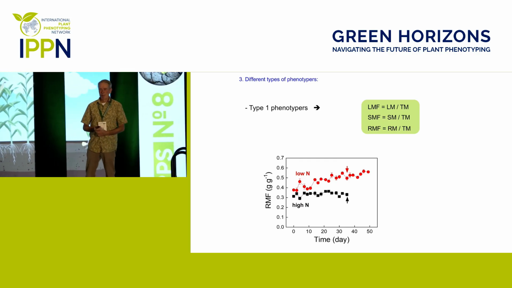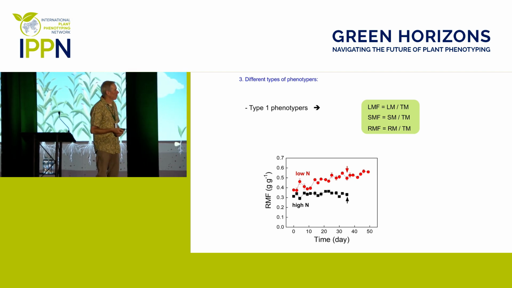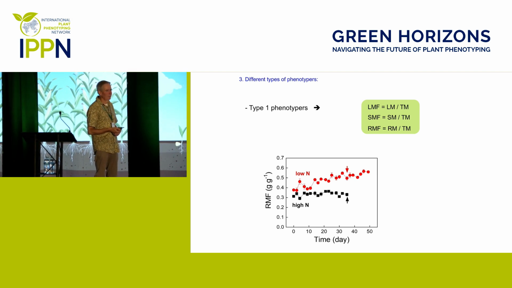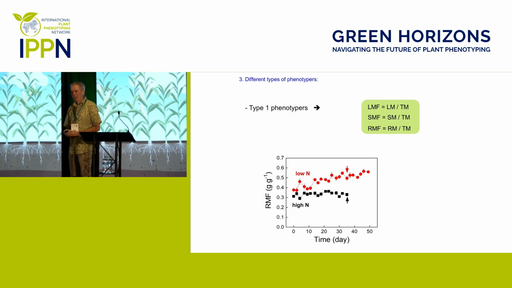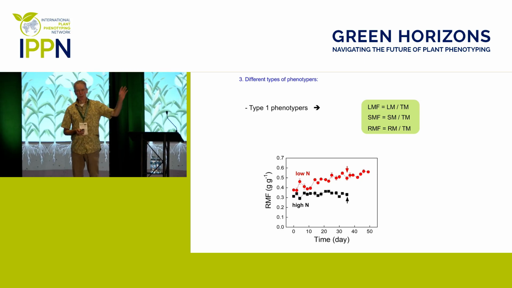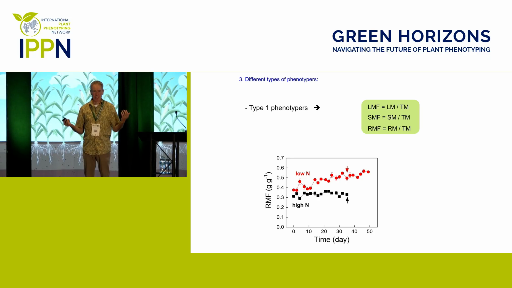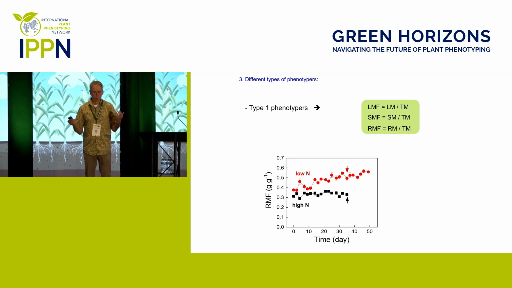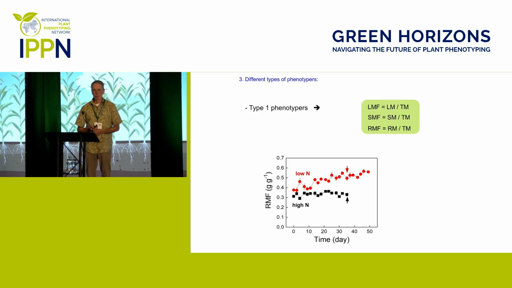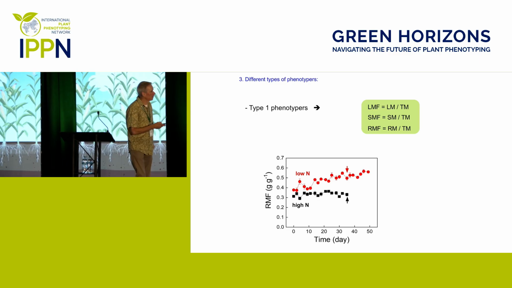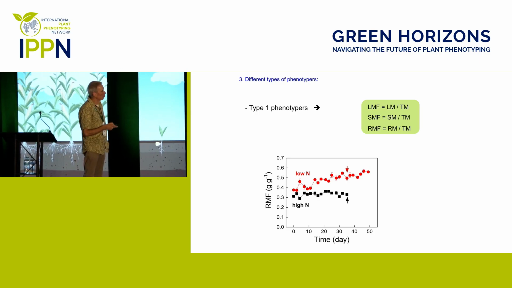Okay, then let's go to the second part. So we have different phenotypes of plants, but we also have different phenotypes in phenotypers. And what I told you before is generally what type 1 phenotypers are doing. They are generally simple, happy people who say, okay, we take the biomass of leaves, stems, and roots, and we do this division by the total mass, and then we know exactly what plants invested in leaves, stems, and roots.